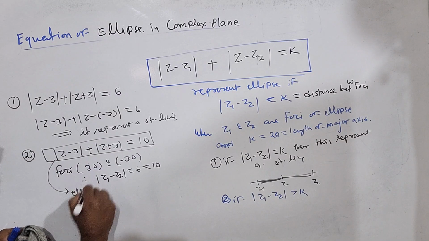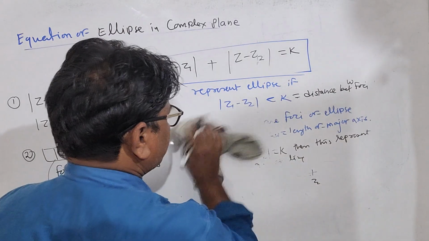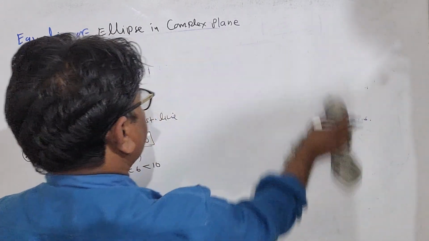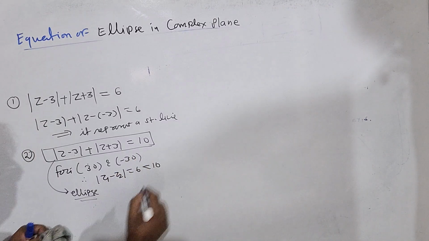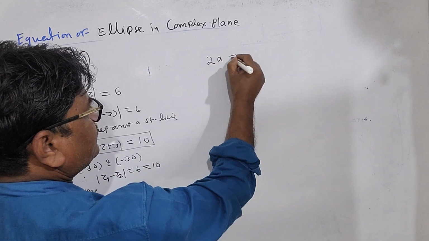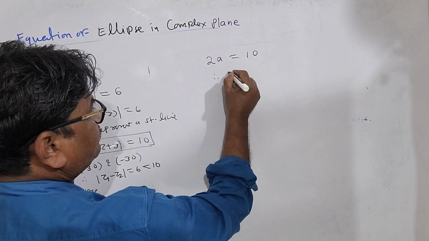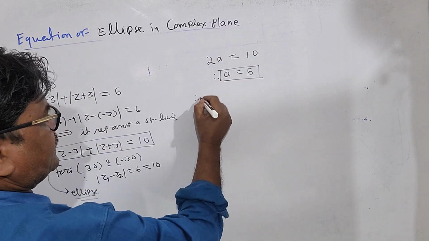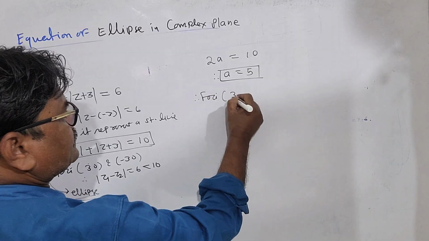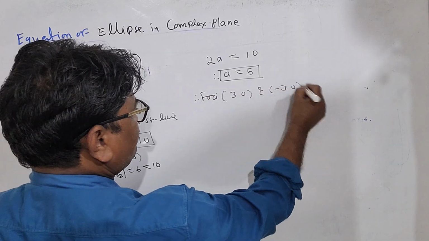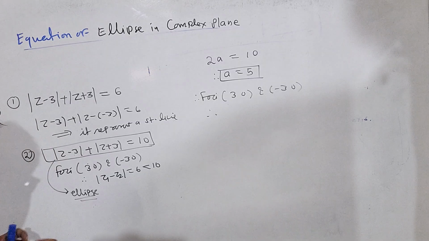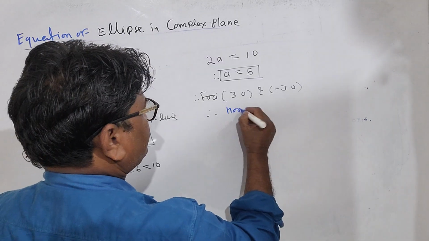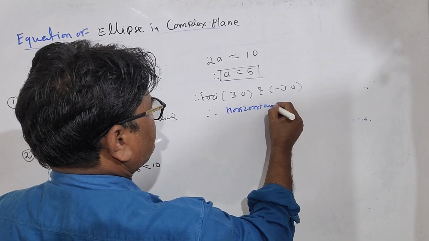Now someone can ask you, what is the coordinate form of this ellipse? See, here 10 means 2a. 2a equal to 10. Therefore, a is equal to 5. And as the foci lie on 3 comma 0 and minus 3 comma 0, therefore it is a horizontal ellipse.